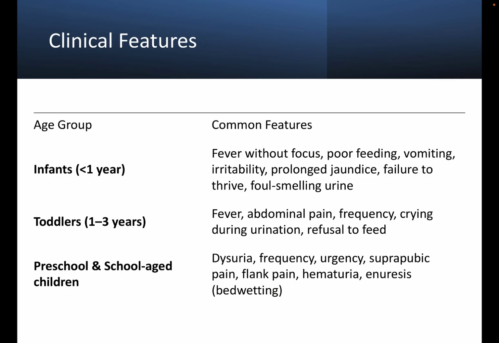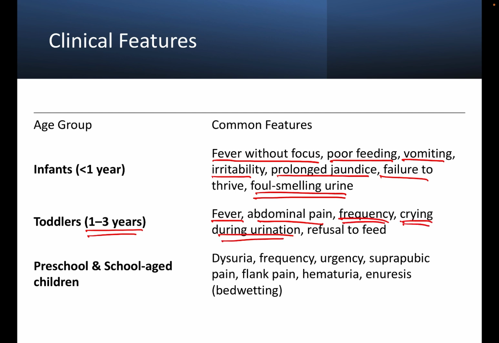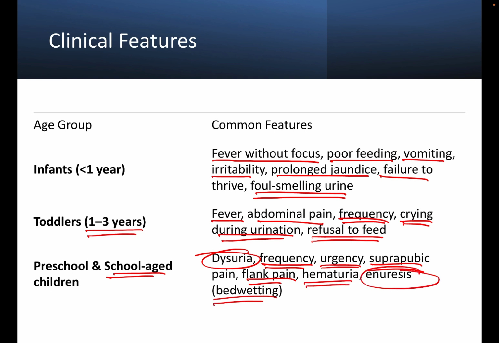Coming to the clinical features. In infants less than 1 year, there will be fever without any focus, poor feeding, vomiting, irritability, prolonged jaundice, failure to thrive, and foul smelling urine. Between the age of 1 to 3 years, there will be fever, abdominal pain, increased frequency, crying during urination, and refusal of food. In preschool as well as school aged children, there will be dysuria, increased frequency, urgency, suprapubic pain, flank pain, hematuria, and enuresis, that is bedwetting, will be common.